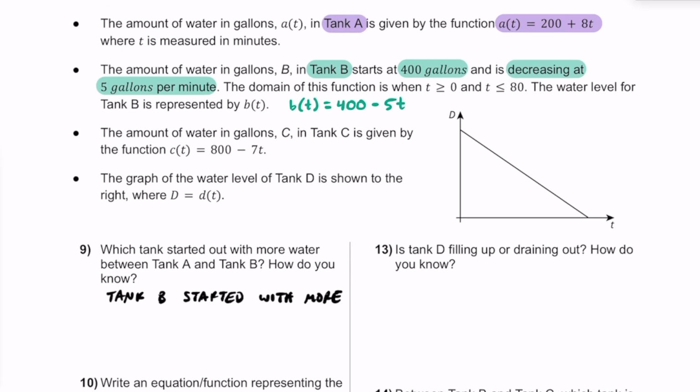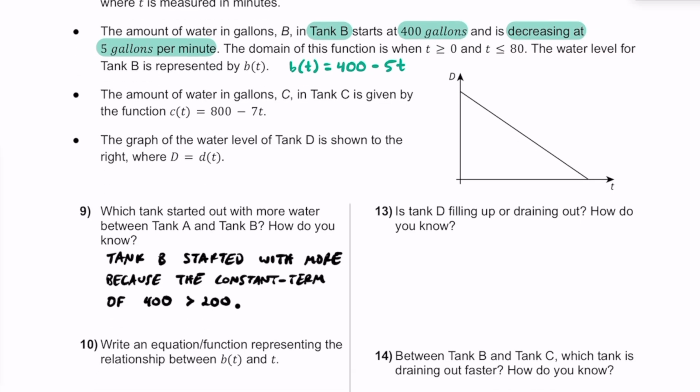And the reason we can go ahead and say this is because the constant term of 400 is greater than 200. Something along the lines of that would be good.